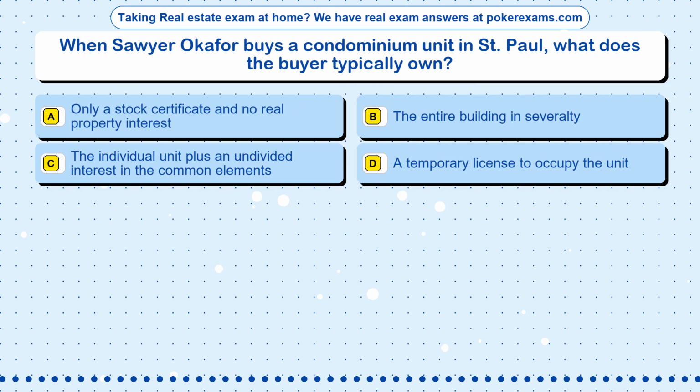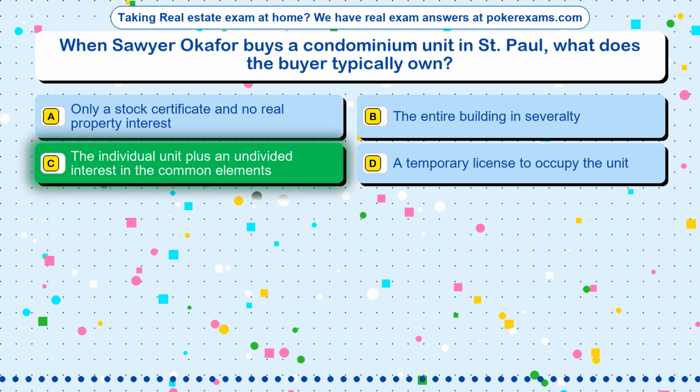Question 47. When Sawyer Okafor buys a condominium unit in St. Paul, what does the buyer typically own? Option A. Only a stock certificate and no real property interest. Option B. The entire building in severalty. Option C. The individual unit plus an undivided interest in the common elements. Option D. A temporary license to occupy the unit.